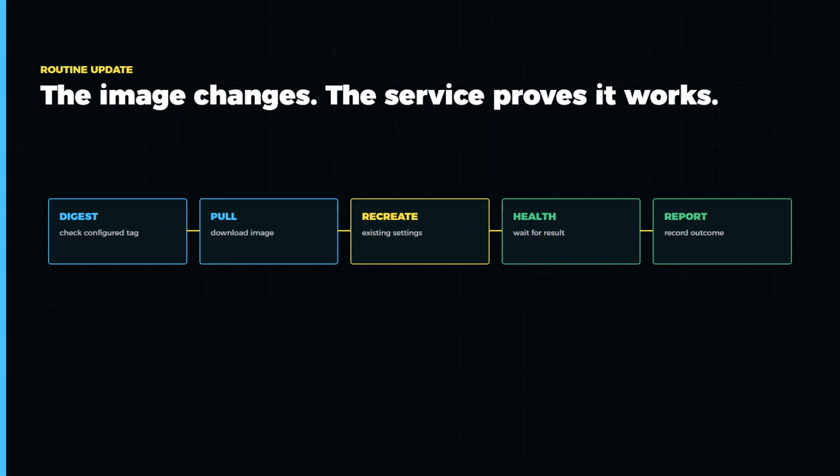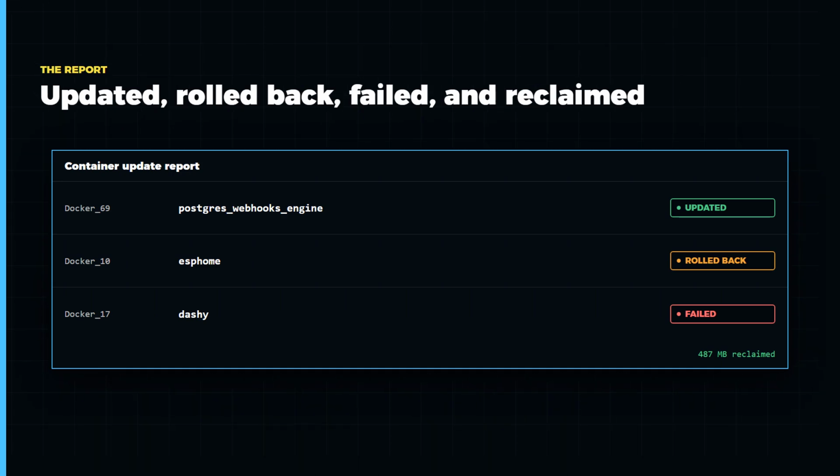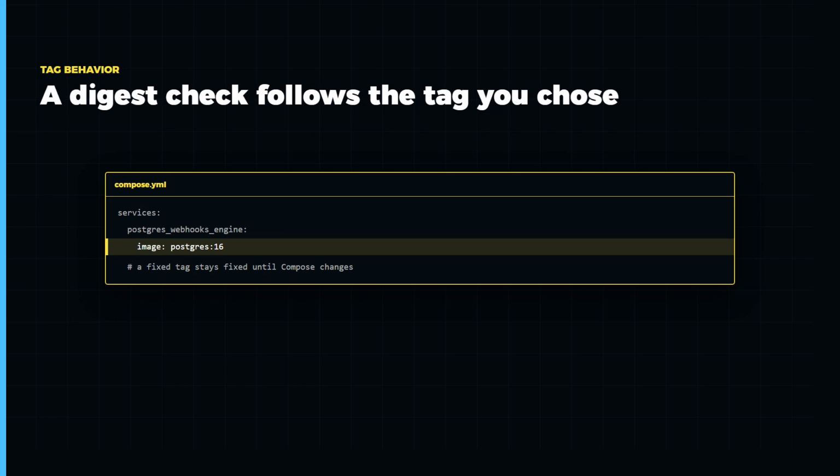Most updates stay in that routine lane. Tugtainer pulls the new image, recreates the service, confirms it comes back, and removes the unused image after a successful update. The report is just as important as the automation. It tells me which host changed, which containers updated, which ones rolled back, which ones failed, and how much space the cleanup reclaimed. There is one tag detail worth understanding.